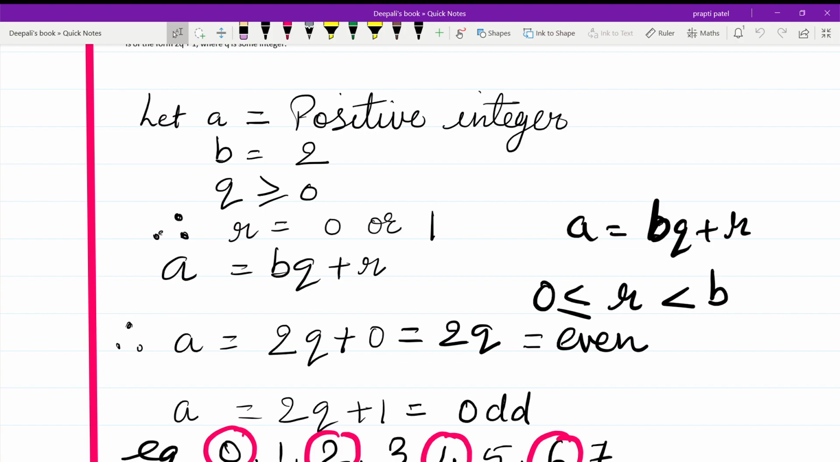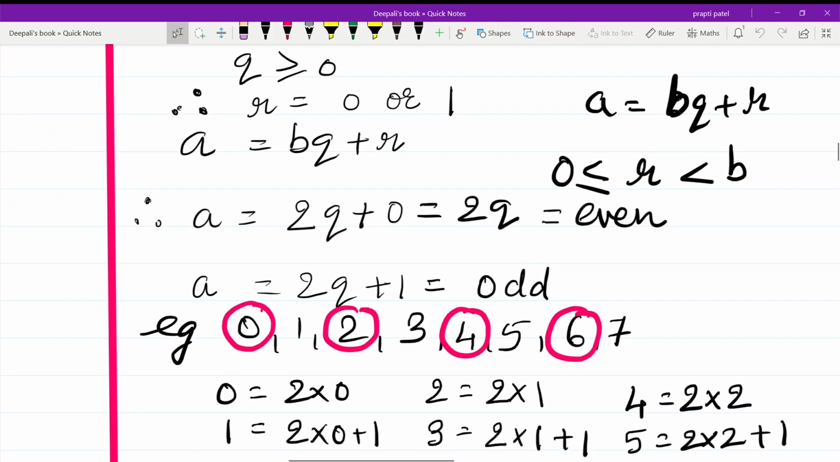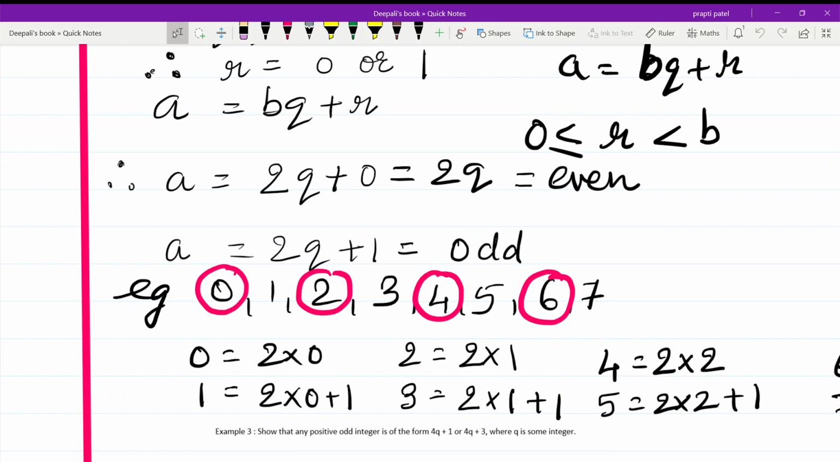According to Euclid's lemma, I can write a is equal to 2q plus 0, which is 2q, which is an even number, as we know the property of an even number that multiples of 2 are even numbers. And a is equal to 2q plus 1 is odd, as adding 1 to any even number gives us an odd number. So 2q being an even number, if I add 1 to it, it becomes an odd number.